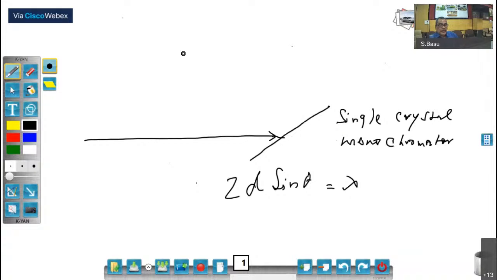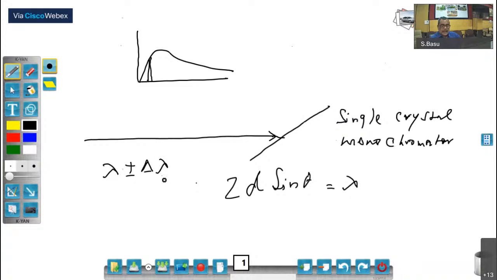The problem is the following. You see the optimization that you have to go through logically. I have a Maxwellian, and I want to take a slice of it. If I take a perfect single crystal, then that slice will be too narrow. And a narrow slice means very few neutrons. I don't want that. I want a lambda, but I also want a spread around the lambda so that I can get reasonable intensity. That is achieved by what is known as mosaic crystals.